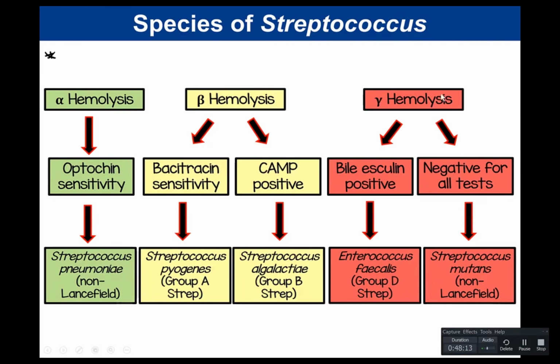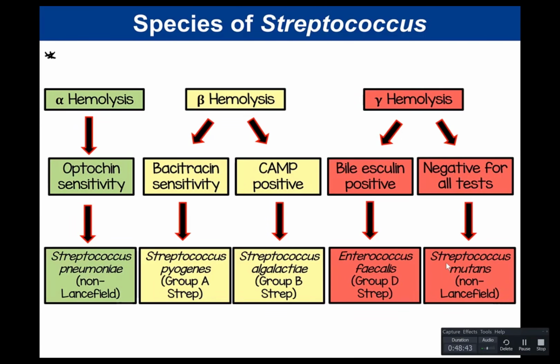If it is gamma hemolytic, so it does not break down the red blood cells, the red blood cells are still red, which is why this is color-coded red, then you would look for bile esculin test. If it is bile esculin positive, you're looking at Enterococcus faecalis, which is your group D strep. If it's gamma hemolytic and it's negative for everything else, by default, it is strep mutans, which is our non-Lancefield.